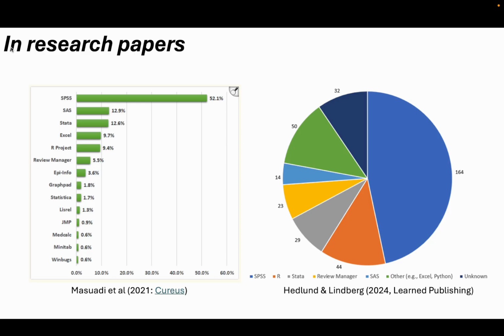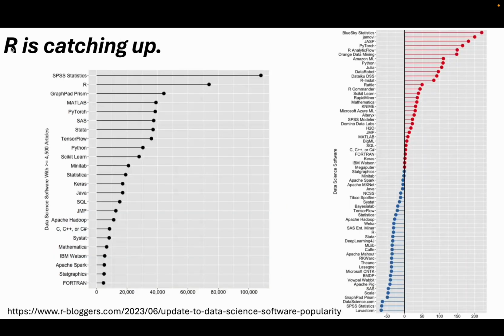This is mirrored in research papers. Unsurprisingly, if we teach upcoming scientists to use SPSS, it's likely they will use SPSS in their research. So in 2021, the majority of research papers used SPSS. In 2024, which I think this study was largely studies related to nursing, SPSS is still the more dominant software package. But you'll note, again, there's a greater emergence of R as we move along the timeline. So R is catching up.